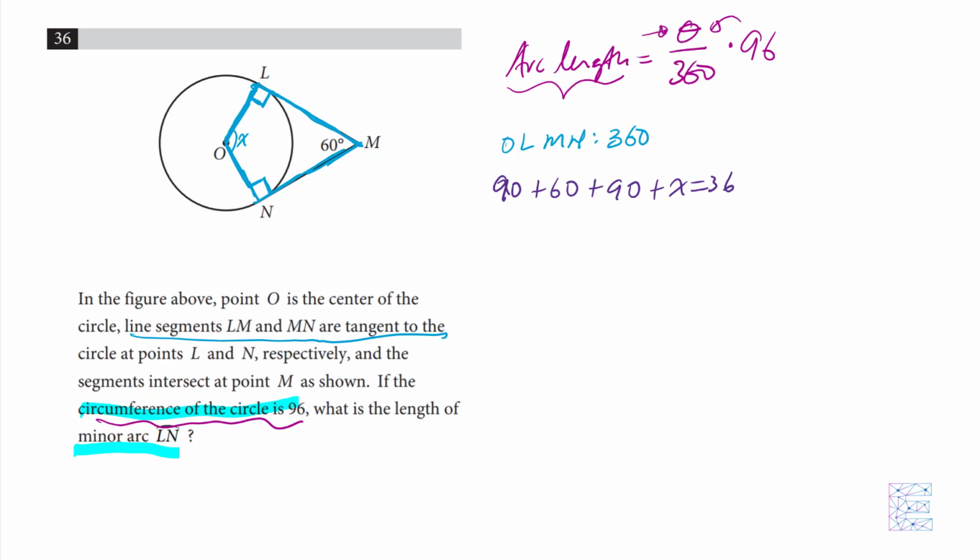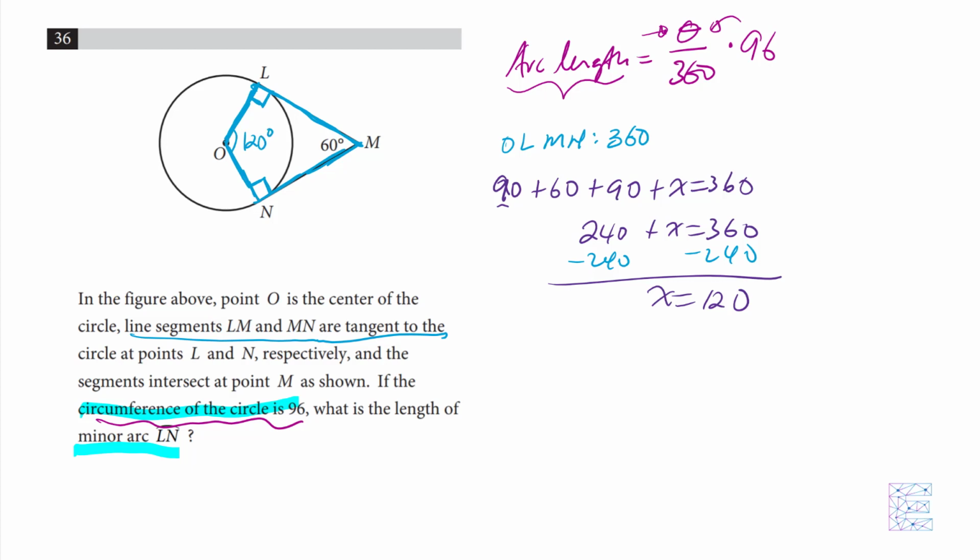So when we add these together, we have 90 plus 60 plus 90 becomes 240, plus X equals 360. Subtract 240 from both sides, and we end up with an X value of 120. So we now know that our central angle here is 120 degrees. We needed that so we can plug it in to here and find the arc length LN. So let's go ahead and do that.